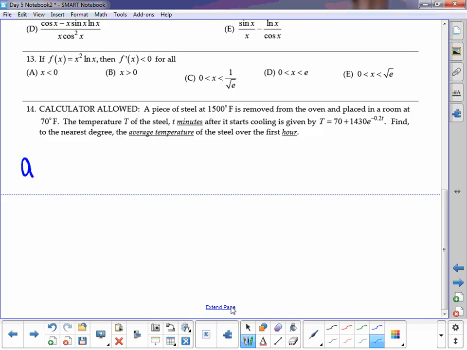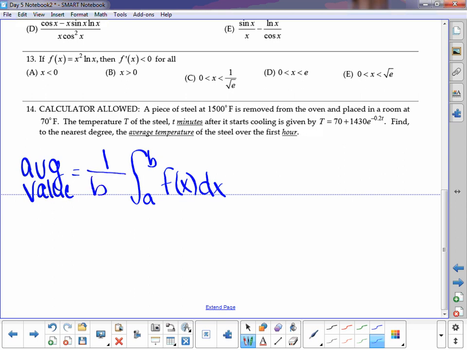Okay. When you're trying to find the average value of a function, here they ask us to find the average temperature. So the function we're working with is the temperature function. The average value of a function is simply the integral from a to b of our function multiplied by 1 over b minus a. So you'll see that as you look through the key, it was the same concept over and over again. This is what average value does for us.